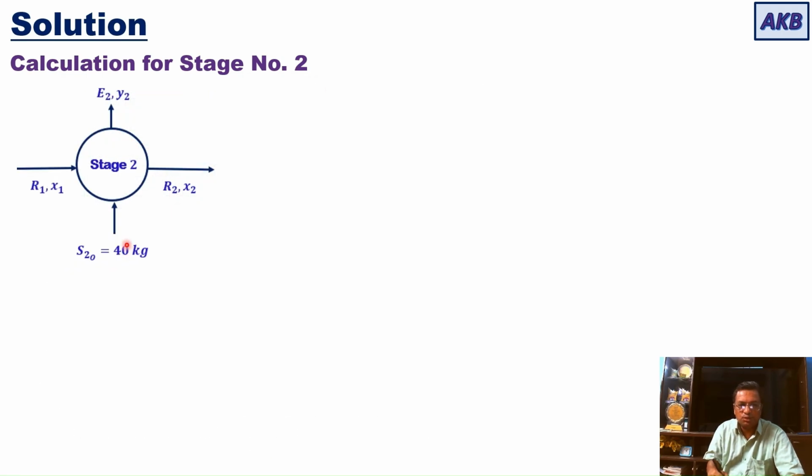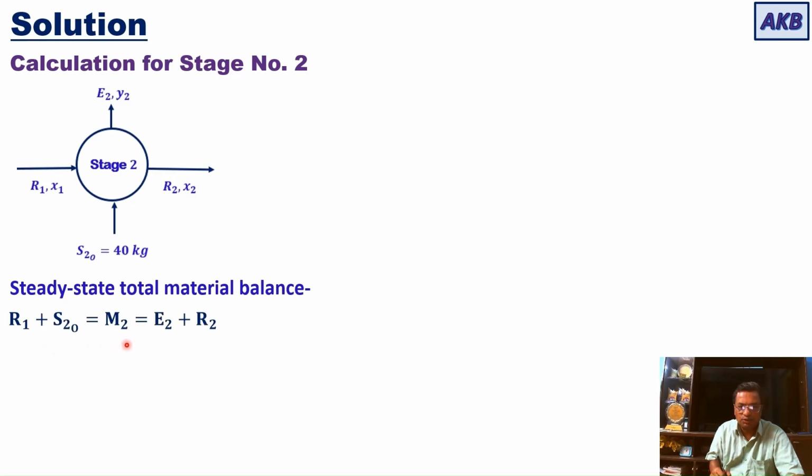Okay, so stage number 2, where raffinate from the first stage is contacted with the fresh solvent to get raffinate from stage number 2 and extract from stage number 2. Then we can now write the steady state total material balance. It will be R1 plus S20, that is equal to M2, that is equal to E2 plus R2.